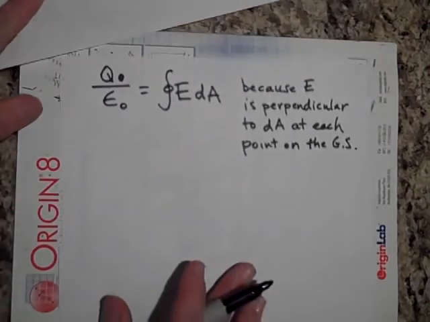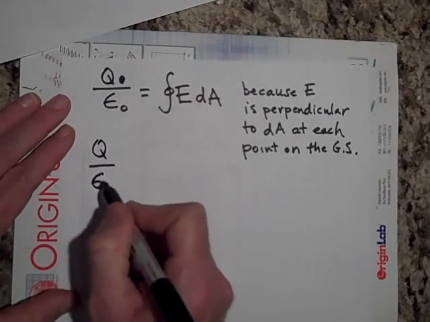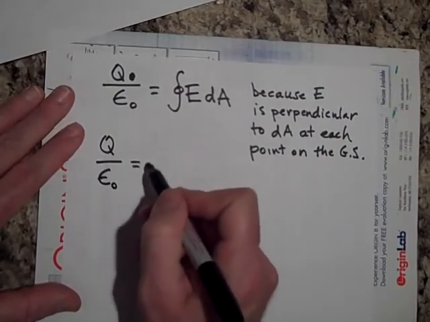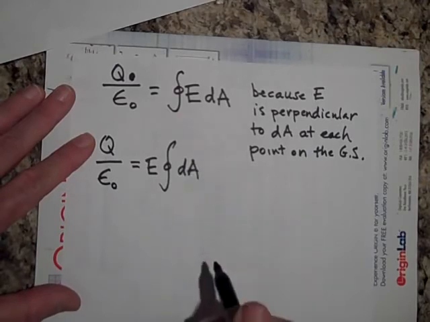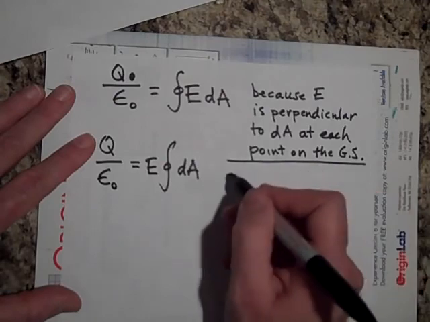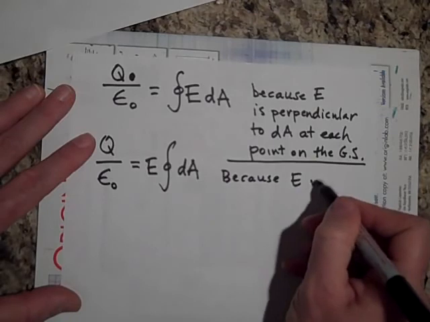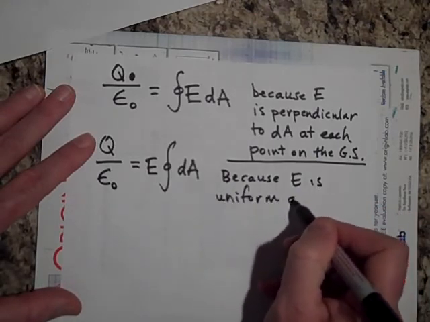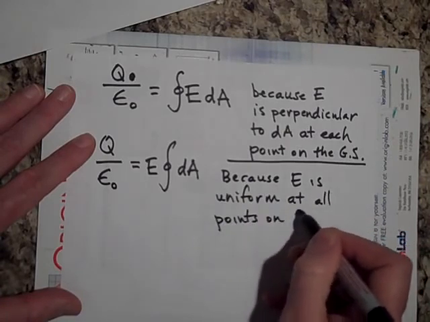And because of that, you can pull E out of the integral. So what we're going to do is we're going to say Q over epsilon naught is equal to, I pull E out of the integral, and I'm left with this. Okay, well, the argument for that then is I did that because E is uniform at all points on the Gaussian surface.